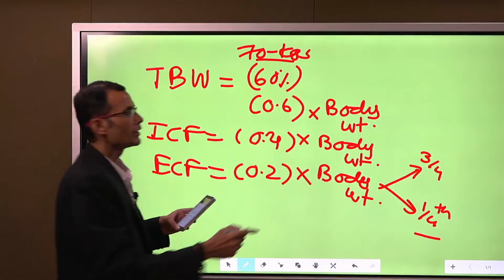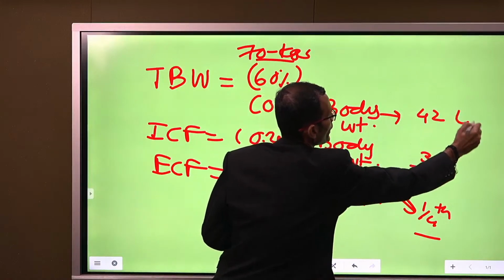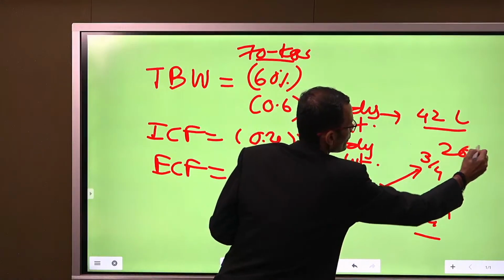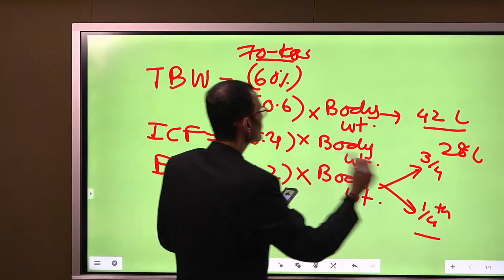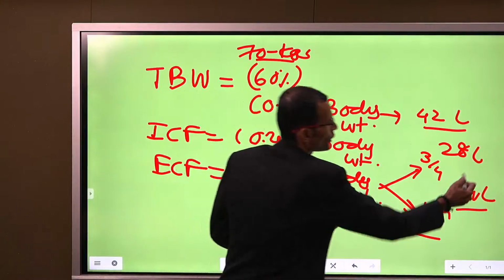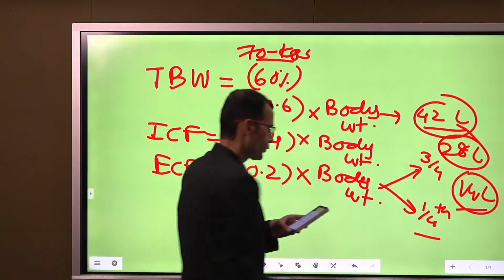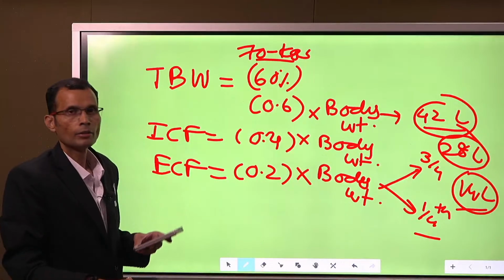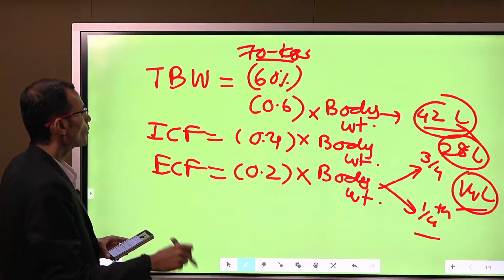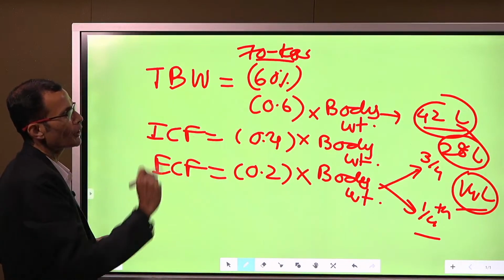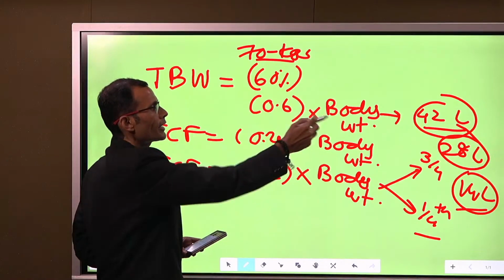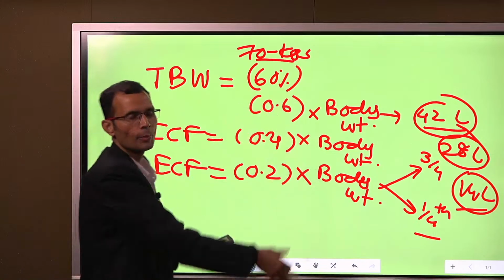60% of the 70 kg is roughly 42 liters. ICF is 28 liters, that is 2/3, and ECF is 14 liters, that is 1/3. So the table of 14, 28 and 42. The ECF volume is 14 liters, ICF is 28 and total body water 42. 60% of 70 kgs is 42 liters. That's how you remember these figures.